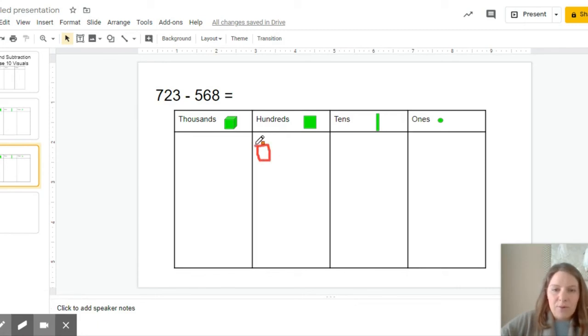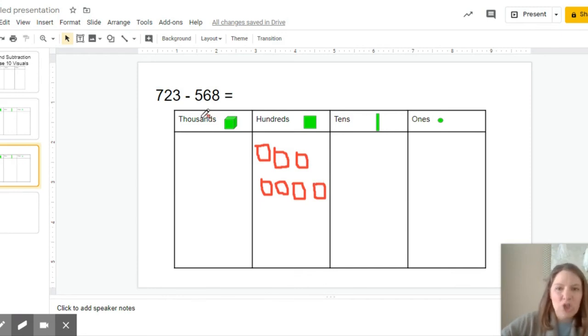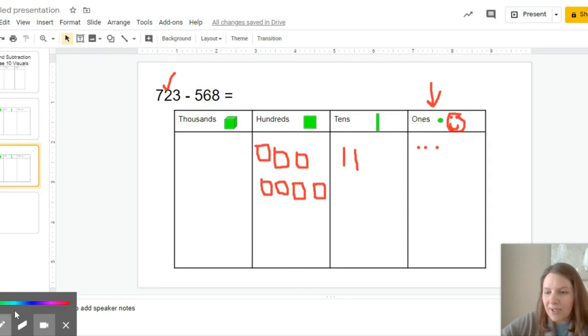So 700. 1, 2, 3, 4, 5, 6, 7. I should have organized these better, but I didn't have the space. 23, so I need 2 tens to represent 20 and 3 ones. Okay, so I have built 723. Now I have to take away 568. Now, like before I said, we always start in our ones place when we're subtracting.